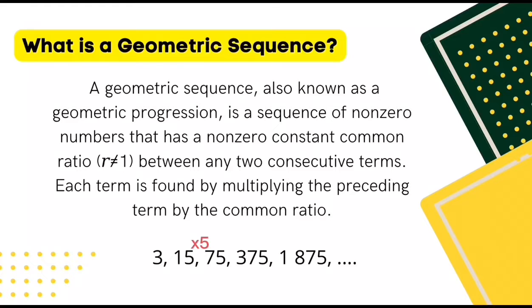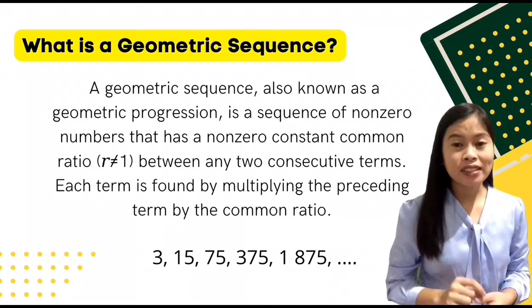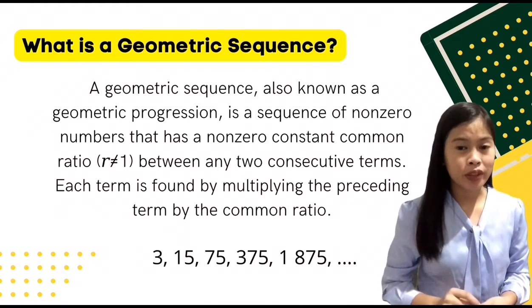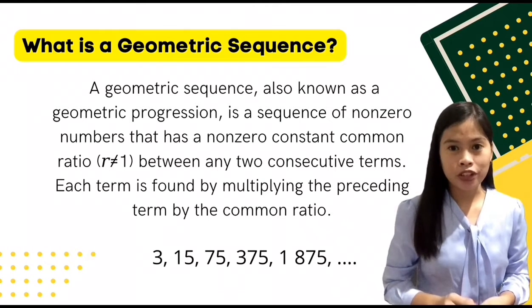15 times 5 is 75. 75 times 5 is equal to 375, and 375 times 5 is equal to 1875. Definitely, this sequence is an example of a geometric sequence. The constant 5 is what we call the common ratio.